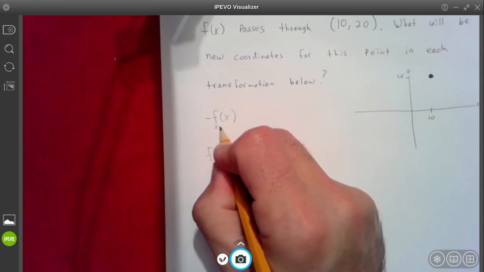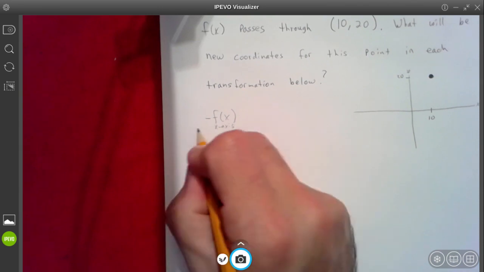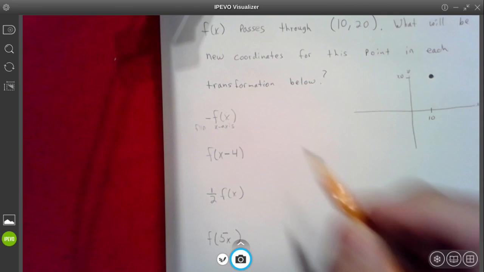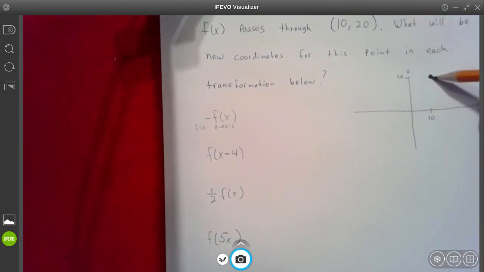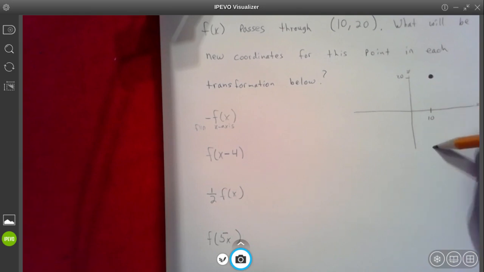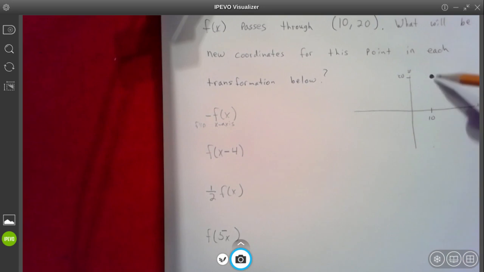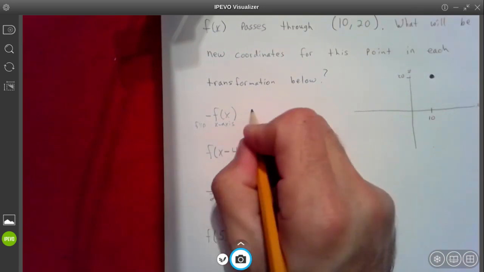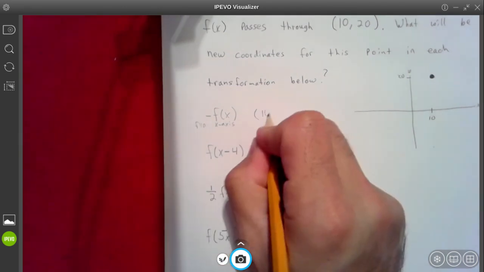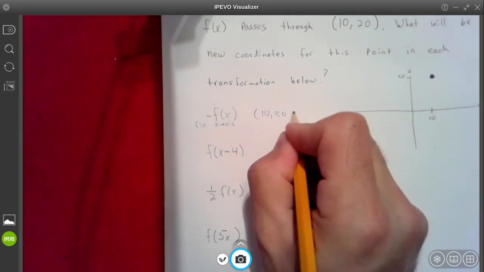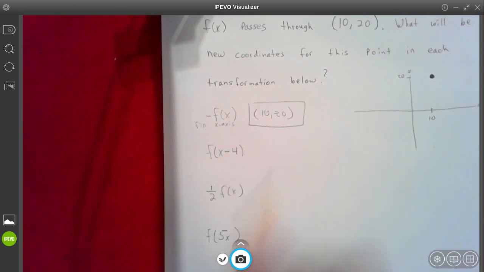Okay, so this one is a flip across the x-axis, and so it's going to take this point and it's going to reflect it across our x-axis here. So it's going to end up down here. Notice the x value stayed the same, but the y value switched signs, right? Instead of it being at a 20 right here, now it's got a distance of negative 20. So the coordinates would be 10, comma, negative 20. That would be our answer.